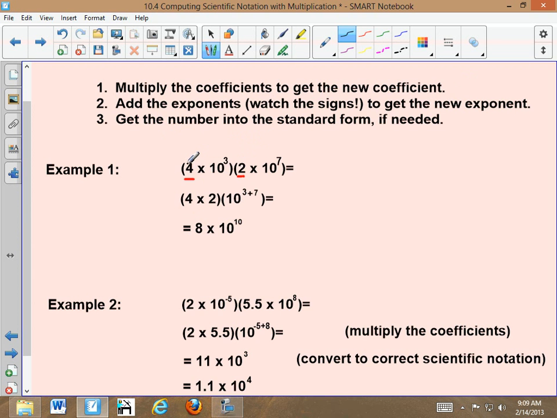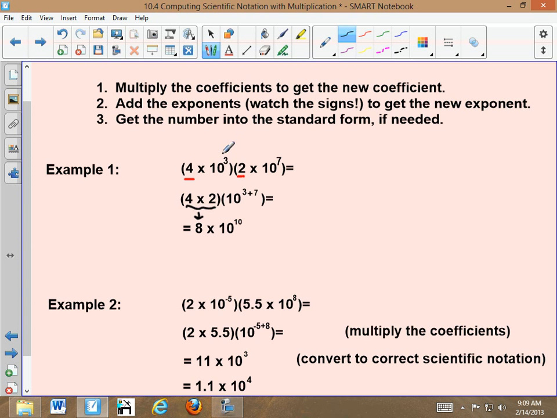Okay, so here my coefficients are 4 and 2. I'm just going to say multiply the numbers in front of the x. Even though that's not an x, I know it means times, but I want to talk in language you can understand. So here I'm multiplying my 4 and my 2, and I get 8. Okay? Now I'm going to add my exponents because what's the rule?